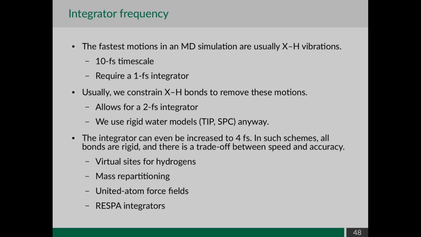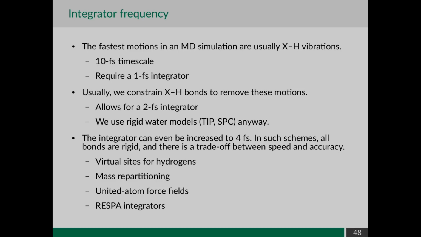Usually, however, we constrain the XH bonds in order to remove these vibrations. This makes it possible to use a 2 femtosecond integrator. Essentially, it makes your MD simulations twice as fast. This is pretty much always a good idea because we use rigid water models anyway. TIP3P or SPC, for instance, were developed to have rigid bonds and even no angular motions. So it makes sense to also have rigid bonds, at least for the hydrogens, in your protein.